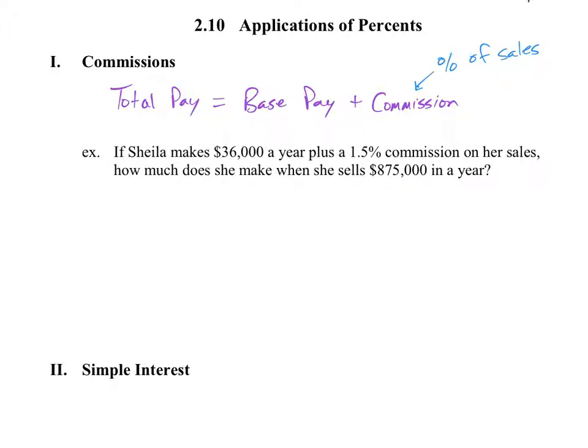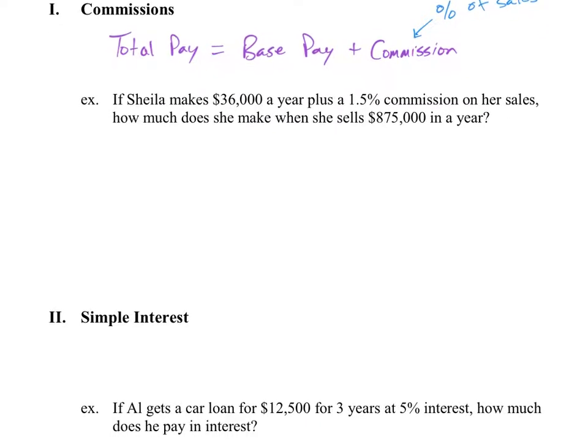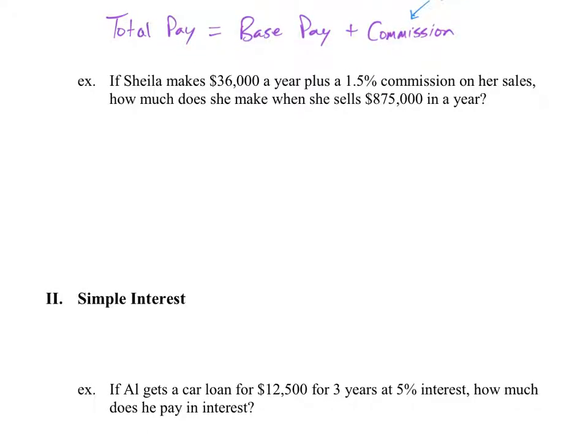If Sheila makes $36,000 a year, plus a 1.5% commission on her sales, how much money does she make when she sells $875,000 in a year? I don't know if we're talking houses, cars, school buses, but anyway, I'm going to shorten it a little bit, and I'm just going to say the total equals the base plus the commission.